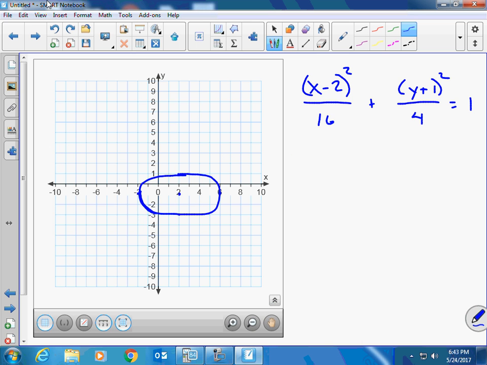Vertices are at 6, -1. They are at -2, -1. They are at 2, 1, and 2, -3. Okay, they are right here in green, right there, right there, right there, and right there. The 4 points you plot coming off of the center. Those are my vertices.